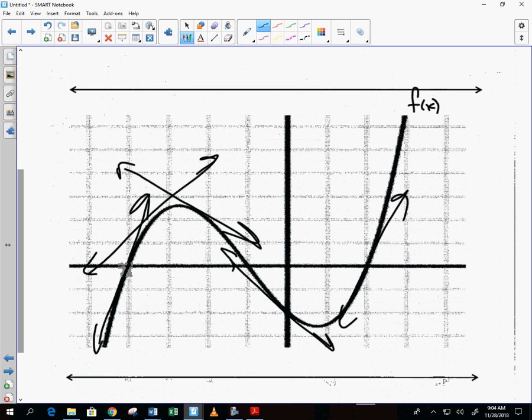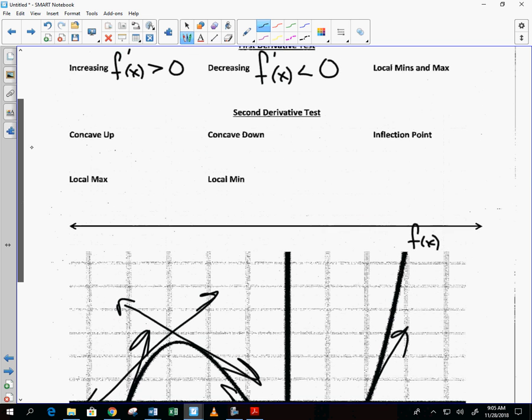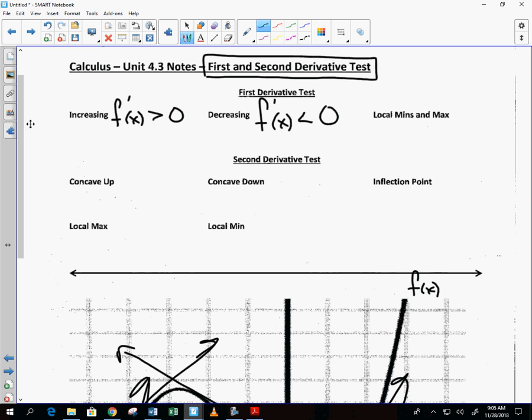If I look at the local max right here, notice that as I move from left to right, what happens with the derivative? It goes from positive to negative. You see that? So the max will be where f prime of x changes from positive to negative. It's got to change sign. Do you notice that at that spot, the derivative is equal to 0?